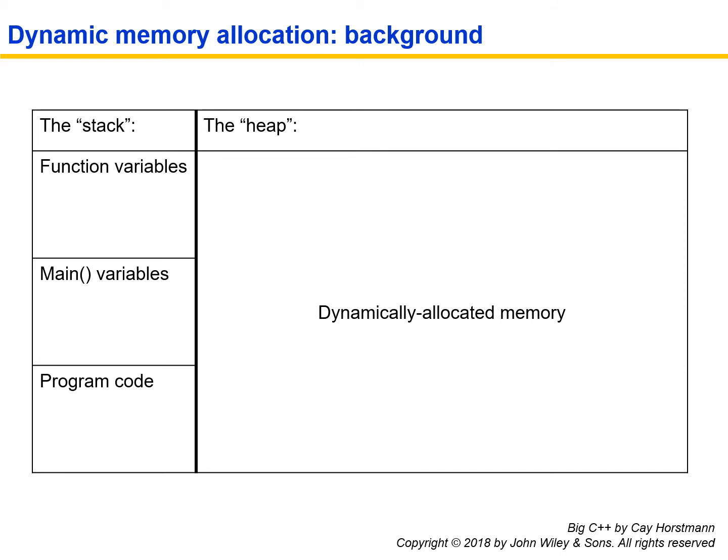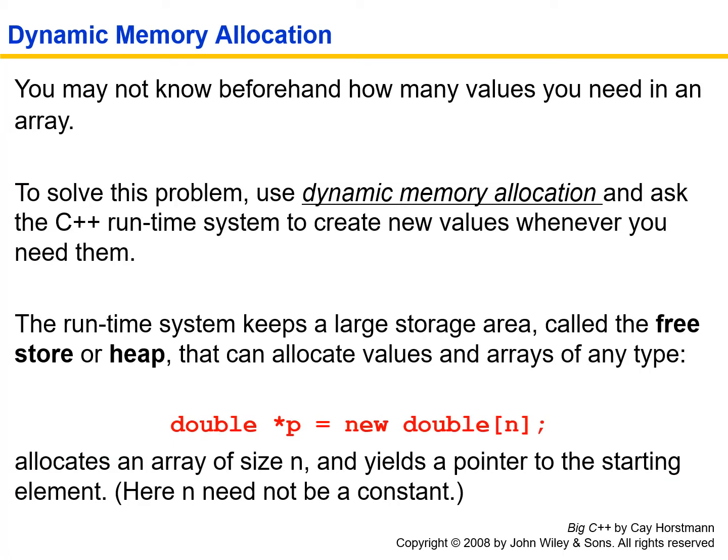There's also a giant area of memory available to your program called the heap. And this is for what we call dynamically allocated memory. You may not know beforehand just how many values you need in an array, for example, or how many objects you need in an object-oriented program, or whatever. To solve this problem, you can use dynamic memory allocation and ask the C++ runtime system to put new values on the heap whenever you need them.